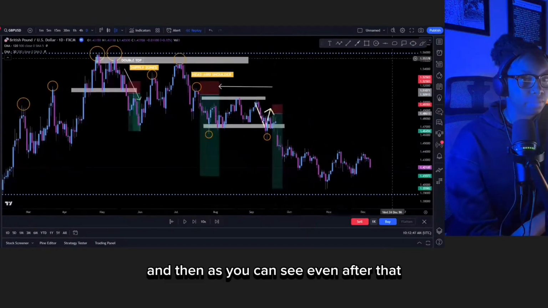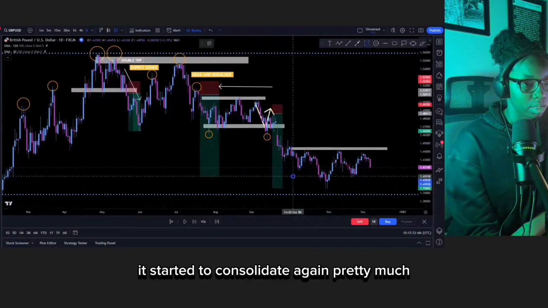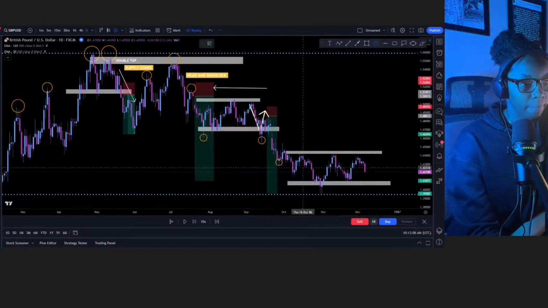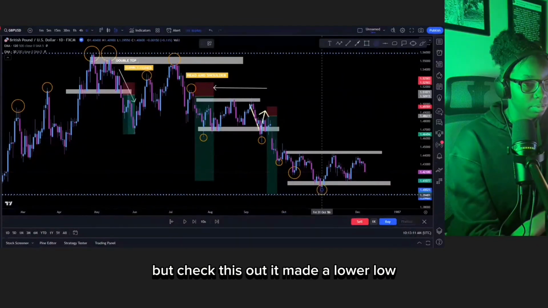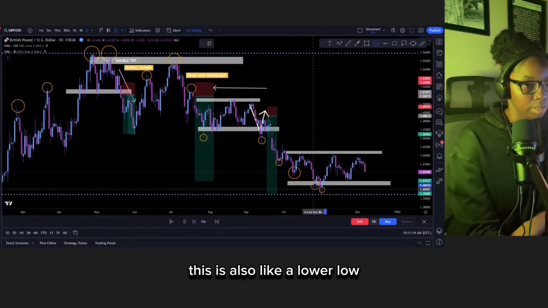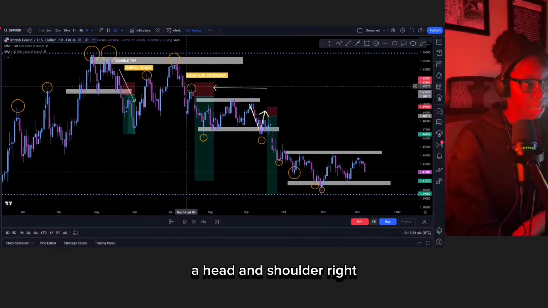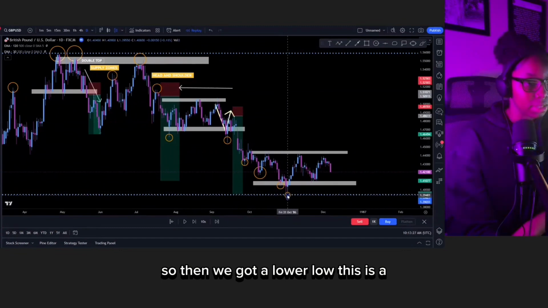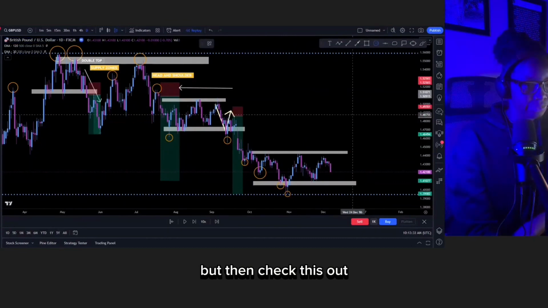And then as you can see, even after that, what did the market do? It started to consolidate again, pretty much. It did make a lower low, but check this out. It made a lower low. It made an even lower low. This is also a lower low. But look, the same thing I showed you here, a head and shoulders, right? And the market moved up. So then we got a lower low, an even lower low.